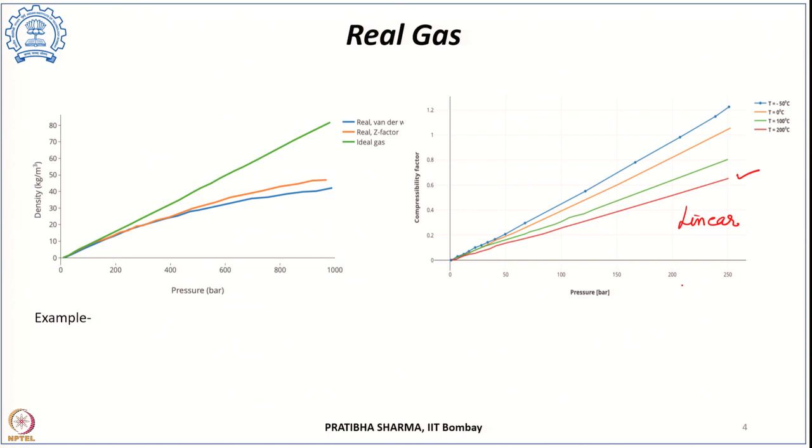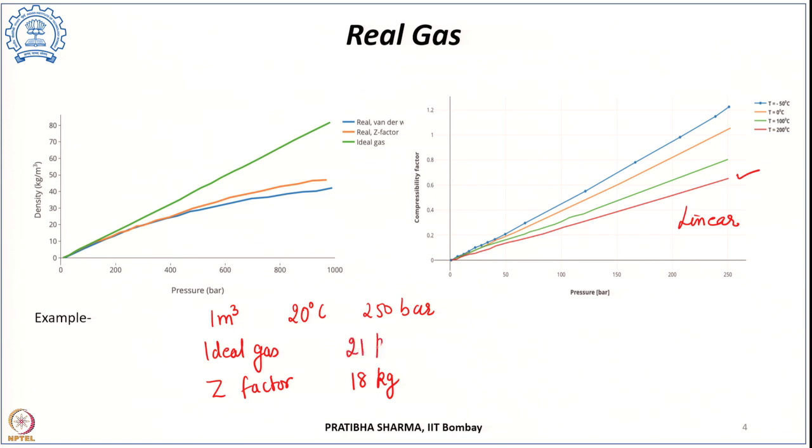Now, this is what represents how accurate it will be if we consider the ideal gas behavior, or under what conditions we need to consider the real gas behavior. For example, if we consider a storage tank having a geometric volume of 1 meter cube, and the temperature condition is say 20 degree centigrade, and we have compressed the gas at 250 bar. Now, if we use the ideal gas equation to find out the mass stored, and if we use the compressibility factor, we find that using the compressibility factor, the mass stored comes out to be 18 kg, while considering the ideal gas behavior it comes out to be 21 kg.